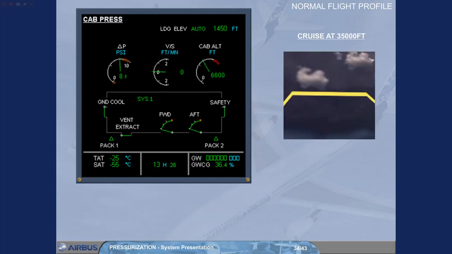Once established in cruise, the cabin altitude and differential pressure will remain steady. The outflow valves will move as required to maintain the cabin altitude. In the example shown, the aircraft is in cruise at 35,000 feet. Notice the values of differential pressure and cabin altitude.